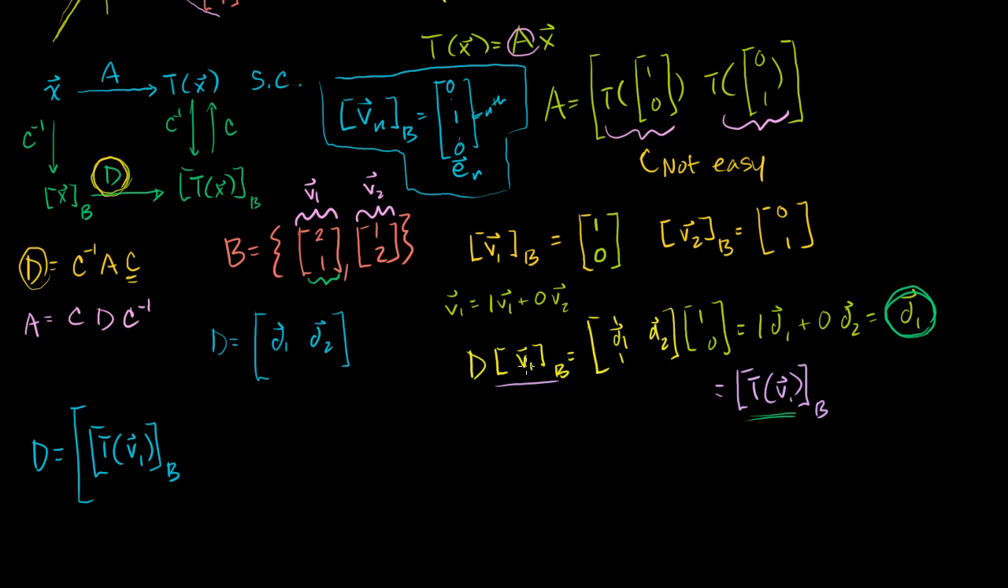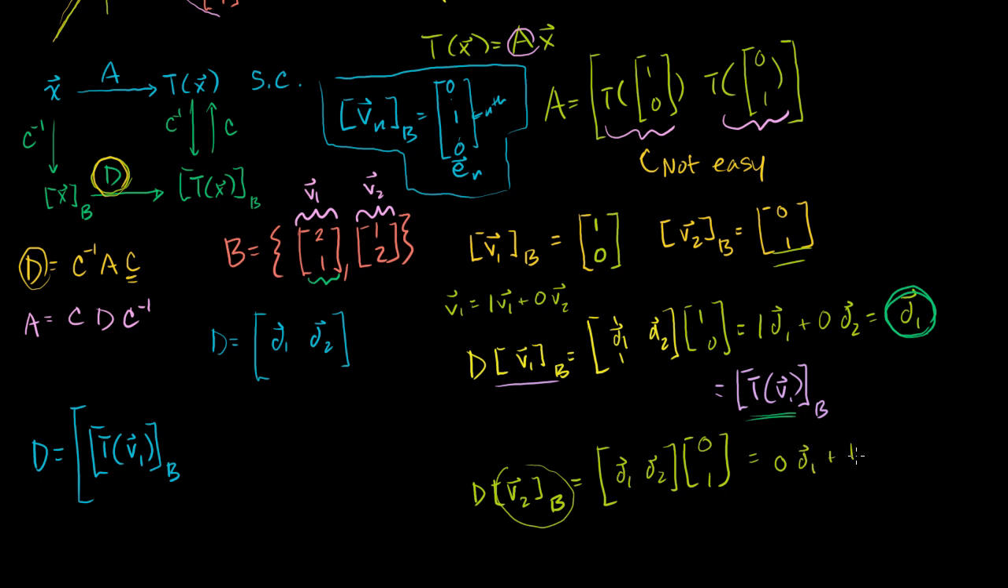Well, let's do the same thing to v2, to our second basis vector. So if I multiply D times the second basis vector, v2, in B coordinates, right, in our new coordinate system, that is equal to D1, D2 times, what is this guy's representation in our new coordinate system? It's 0 times v1 plus 1 times v2. It's 0, 1. I wrote it up here. So this is going to be equal to 0 times D1 plus 1 times D2, which is equal to D2.